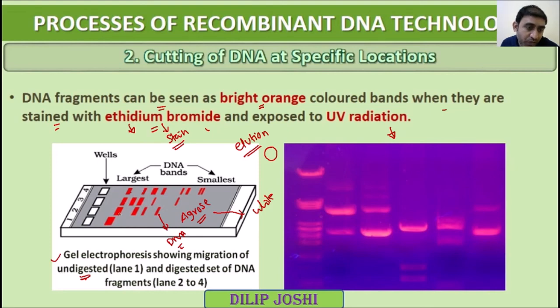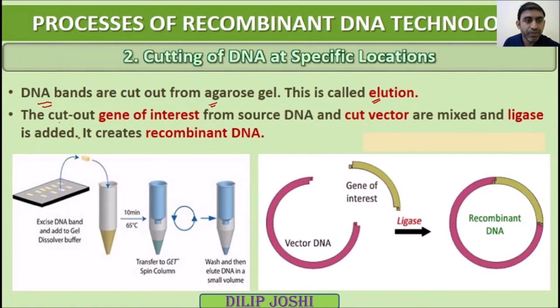In this agar gel where there are fragments of DNA, after adding ethidium bromide, when UV light is exposed on them, we can see this kind of fluorescence. These are the fragments of DNA. So the gene of interest is cut from the source DNA, the cut vectors are mixed, and DNA ligase is added, which can join them, and it will create the recombinant DNA.